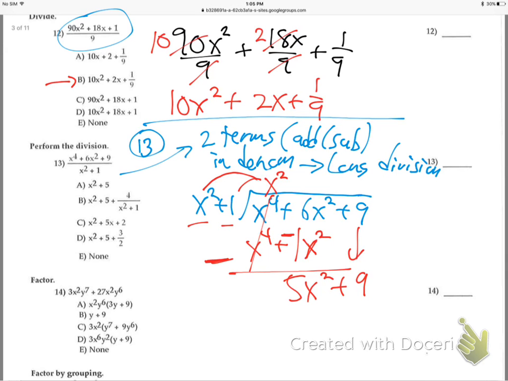Good? Now, where are we going to look at this point? Front to front. What times the front will match the front? Yeah, just 5, huh? Because that 5 will go boom, boom, and it'll be 5x squared plus 5 times 1 is 5. Good. Subtract. These are gone. 9 minus 5, 4. That's our remainder, huh? That's our remainder.